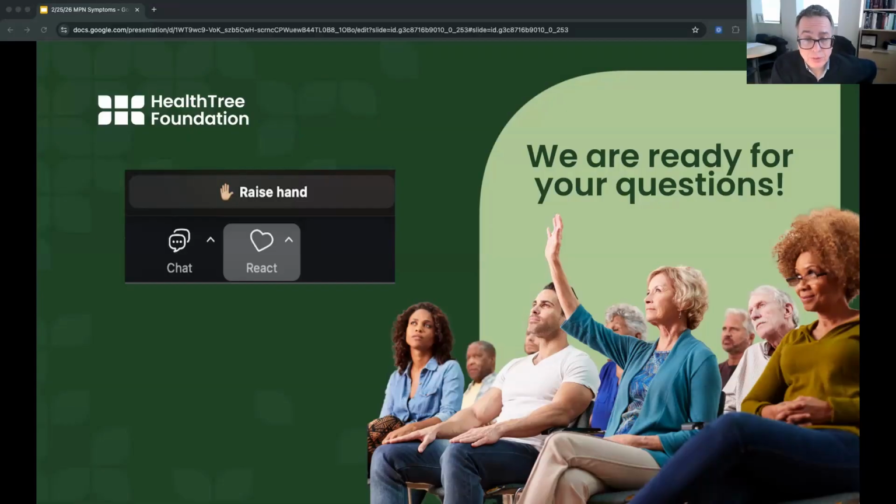You mean in terms of pursuing a clinical trial? Yes, if someone's interested, where should they go? Who should they speak to about it? So I think there's a couple of different things.